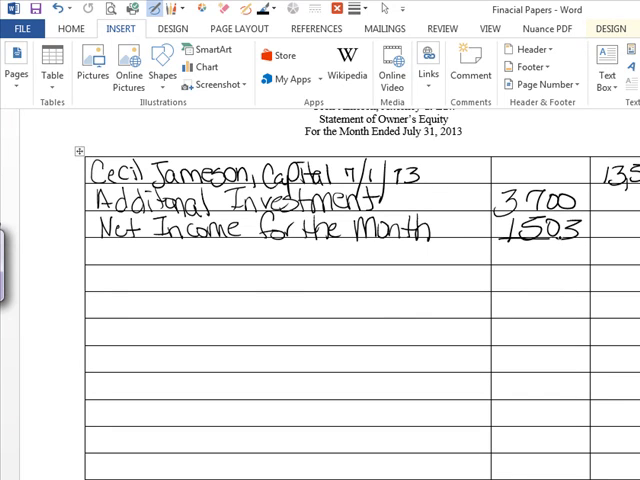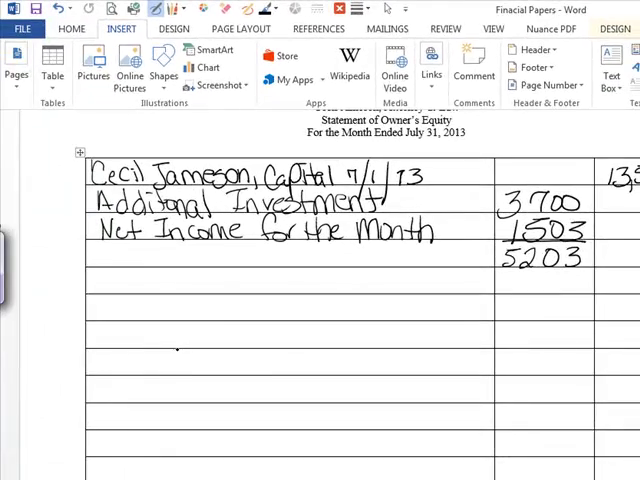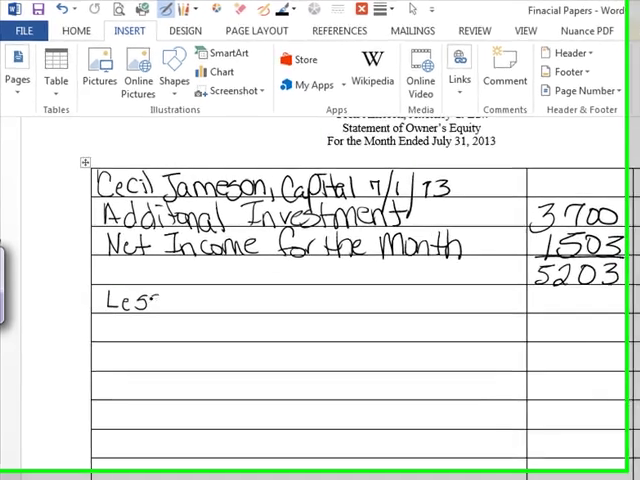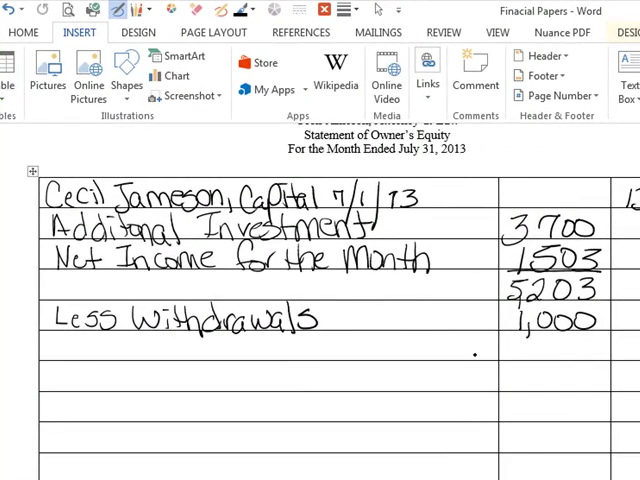All right, then we're going to draw a line. It means we have to do a calculation. What we're going to do is add these two together, $5,203. Then we're going to take away the drawing. So we're going to write less withdrawals. In this case, it's $1,000, so we're going to put 1,000. And then we're going to draw another line because now we have another calculation to do. And this is where we're going to determine whether there was an increase or decrease for this particular month with the investment, the income, and the drawing.